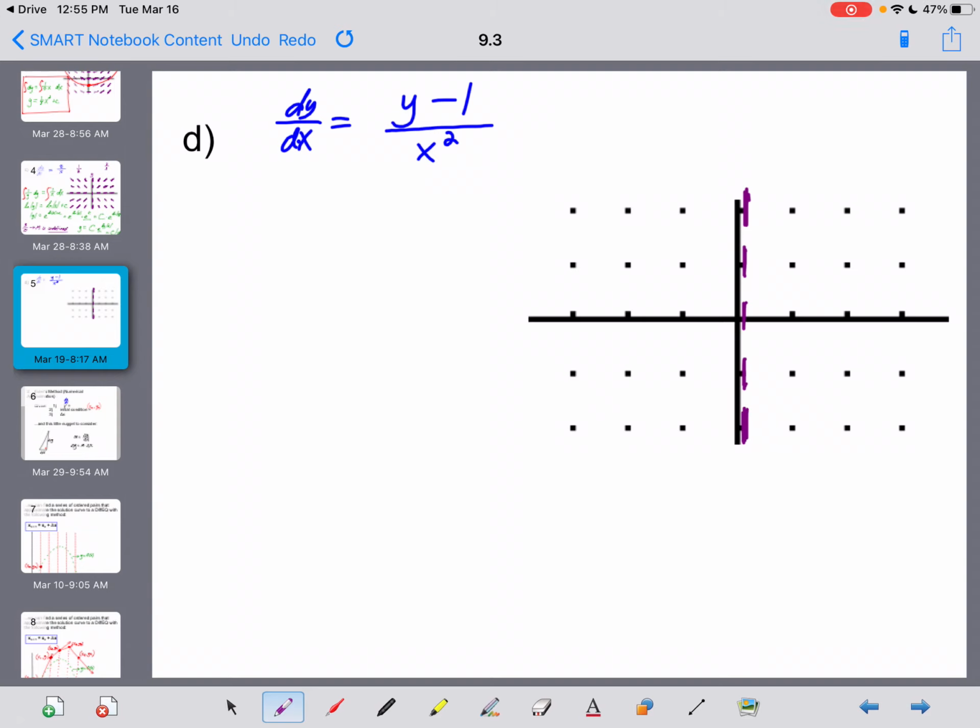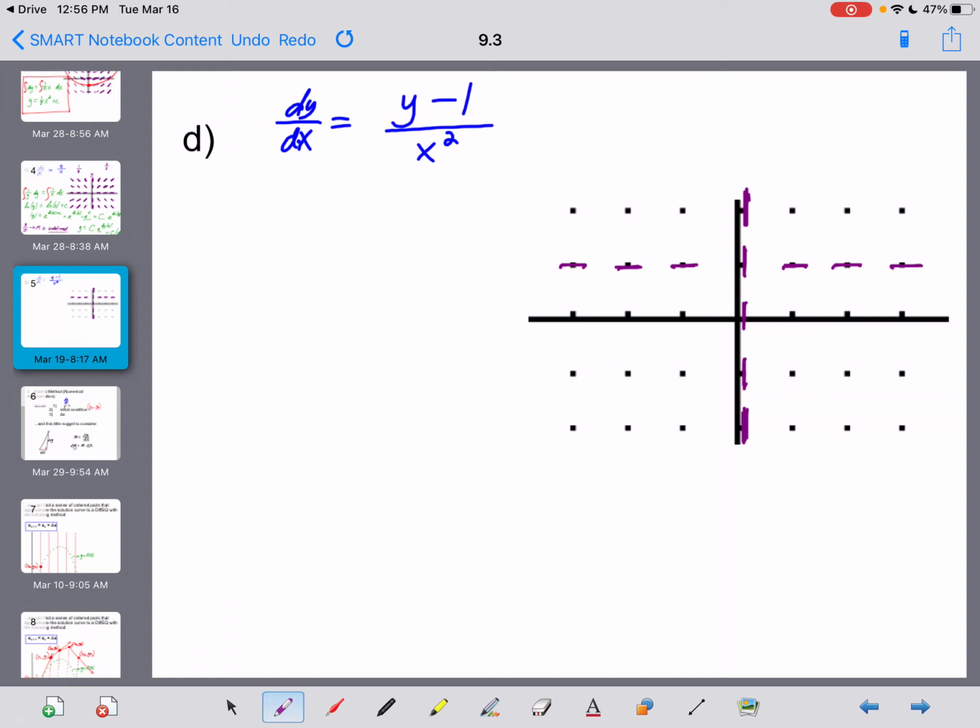What's next? Where is this thing going to be horizontal? It's going to be horizontal anywhere that its numerator is equal to 0, but its denominator is not. And the numerator, y minus 1, will equal 0 anywhere that y is 1. So that'll happen here, here, here, not at the point 0, 1, because at 0, 1 we end up with 0 over 0, which is undefined. But here, and here, and here. Now, that leaves us with, I think, 24 more points to do.